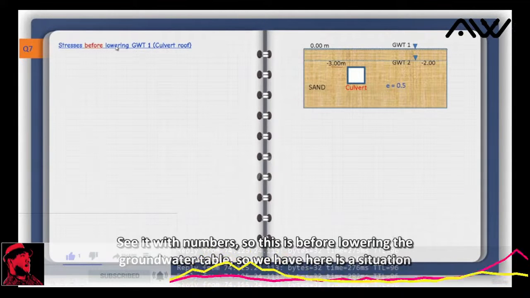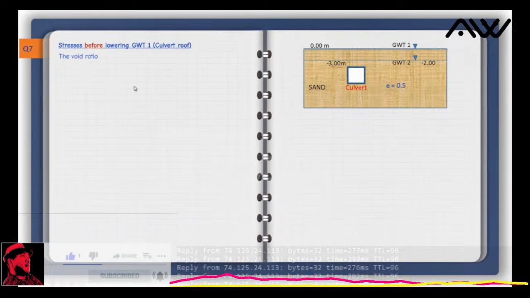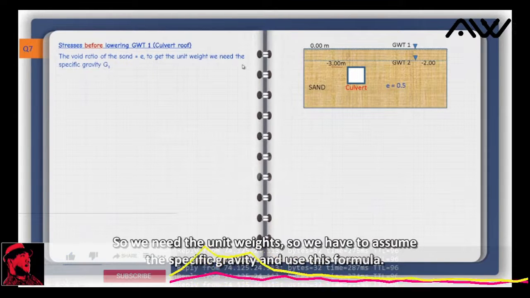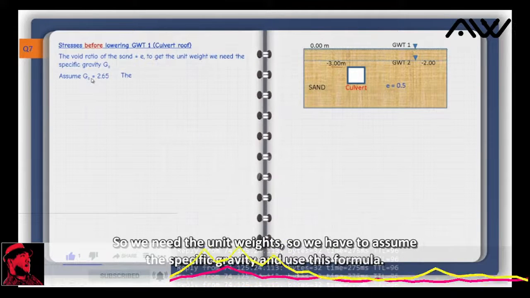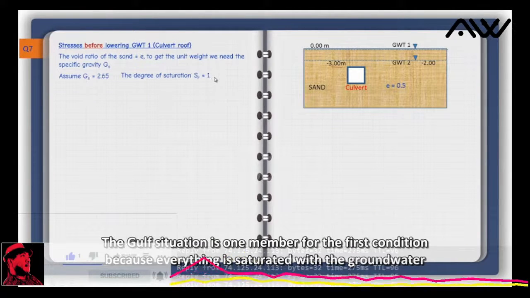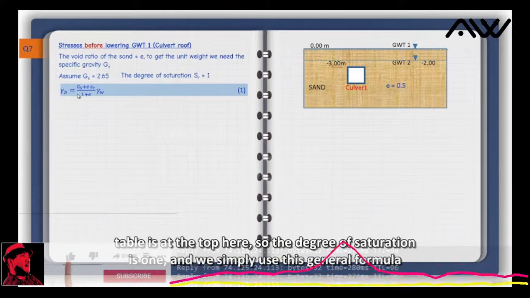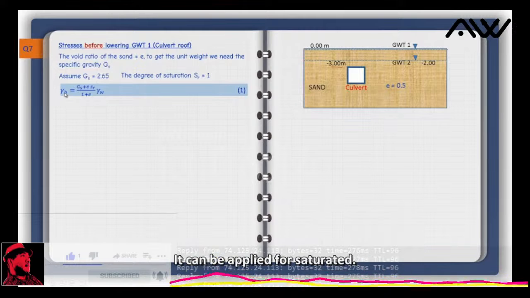Stresses before lowering the groundwater table. So here we have a situation of groundwater table 1. Remember, we are given a void ratio of 0.5, so we need the unit weight. We have to assume the specific gravity and use this formula. The degree of saturation is 1 for the first condition, because everything is saturated when the groundwater table is at the top here. We simply use this general formula for the unit weight. This is for moist, it can be applied for dry, it can be applied for saturated.